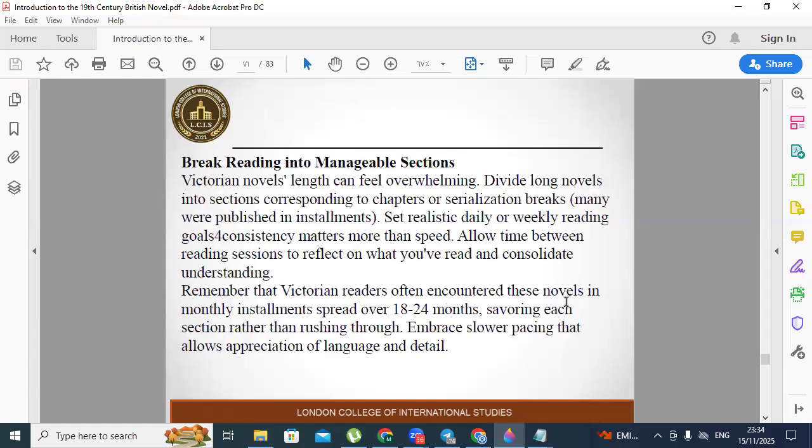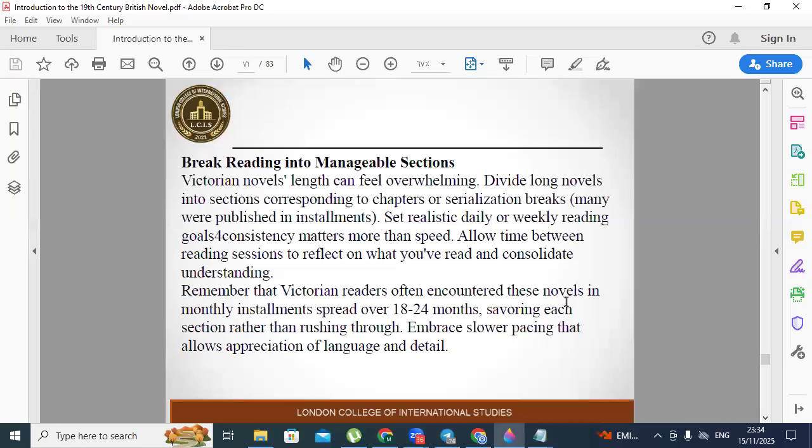Breaking reading into manageable sections. Victorian novels' length can feel overwhelming. Divide long novels into sections corresponding to chapters or serialization breaks. Many were published in installments. Set realistic daily or weekly reading goals. Consistency matters more than speed.